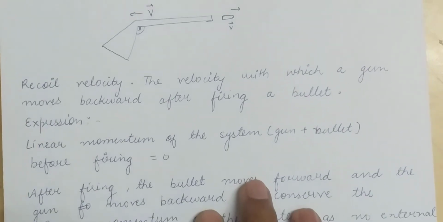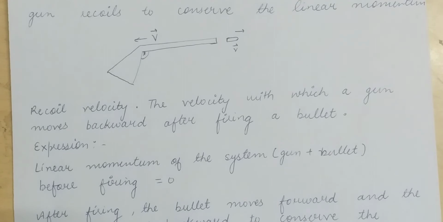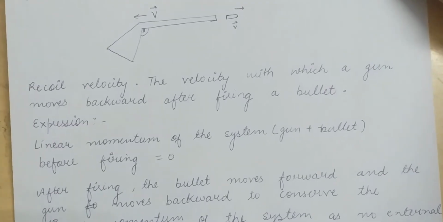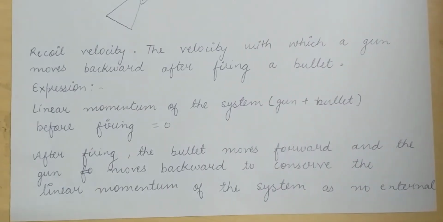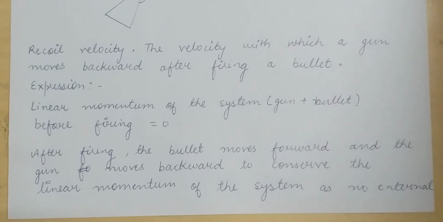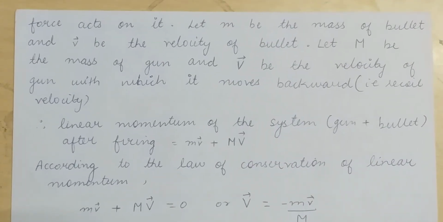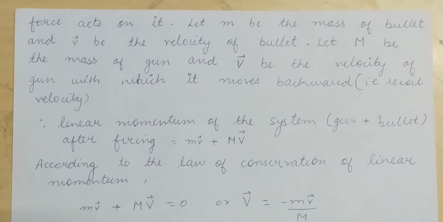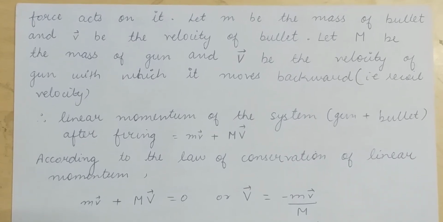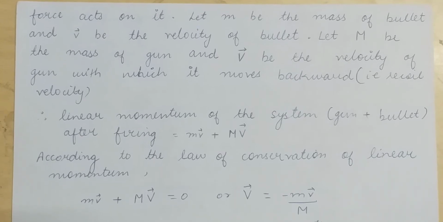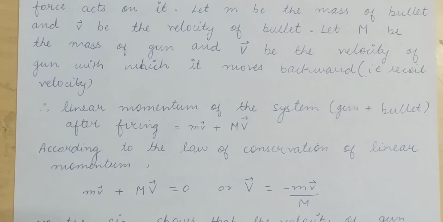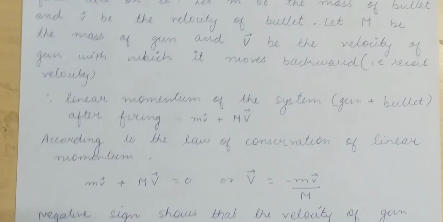Expression: linear momentum of the system, gun plus bullet, before firing is equal to zero. After firing, the bullet moves forward and the gun moves backward, to conserve the linear momentum of the system, as no external force acts on it. Let m be the mass of the bullet and v vector be the velocity of the bullet, and let M be the mass of the gun and the big V vector be the velocity of the gun with which it moves backward, that is recoil velocity.